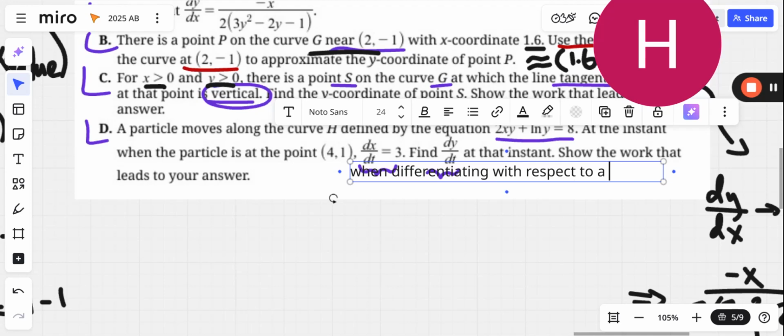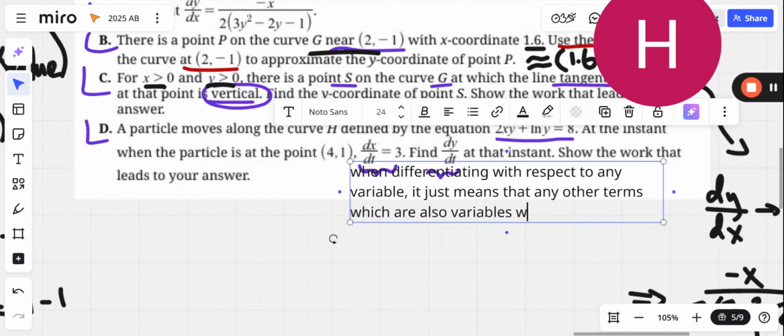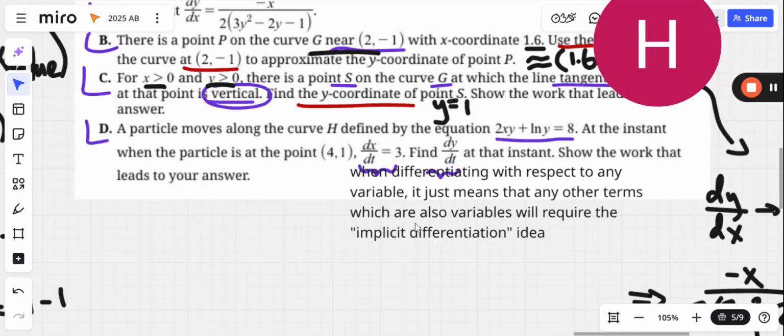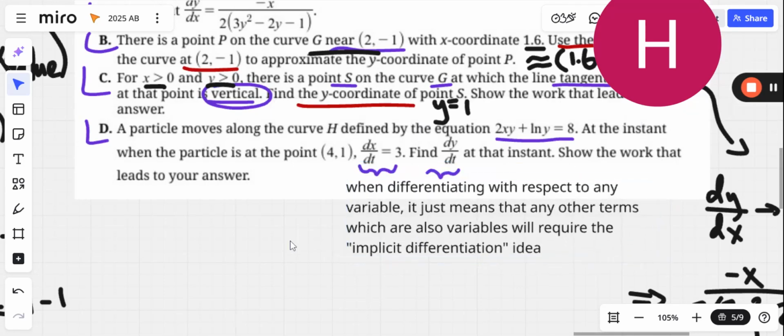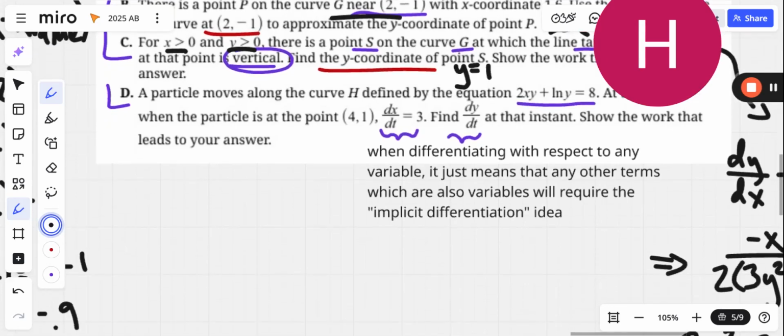With respect to any variable, it just means that any other terms which are also variables will require implicit differentiation. Alright, so what is this implicit differentiation idea? Kind of the same thing that we did with dy and dx. Whenever there was y stuff, we just wrote dy dx. Very similar to how a related rates problem would look, right?